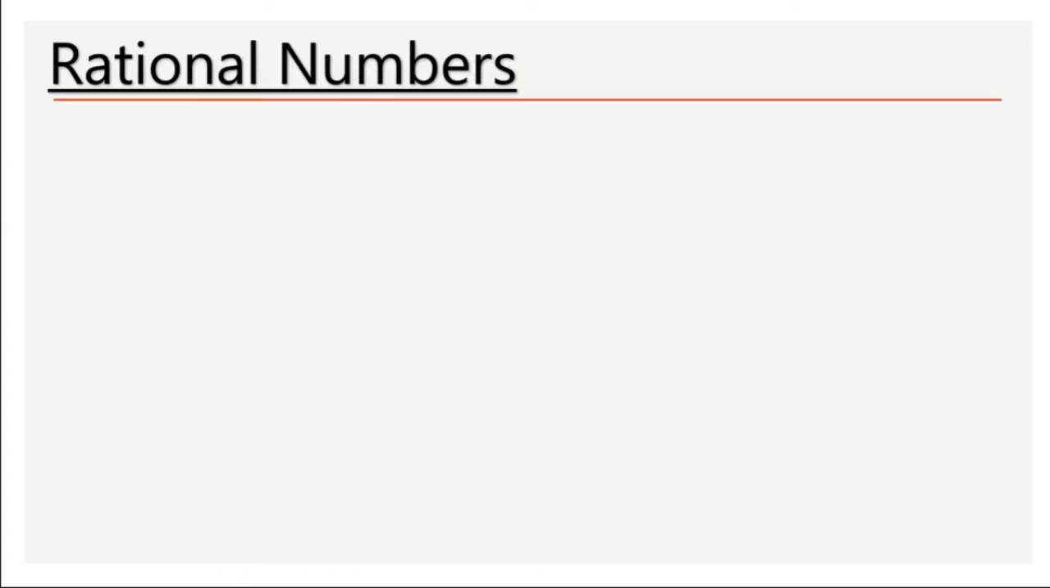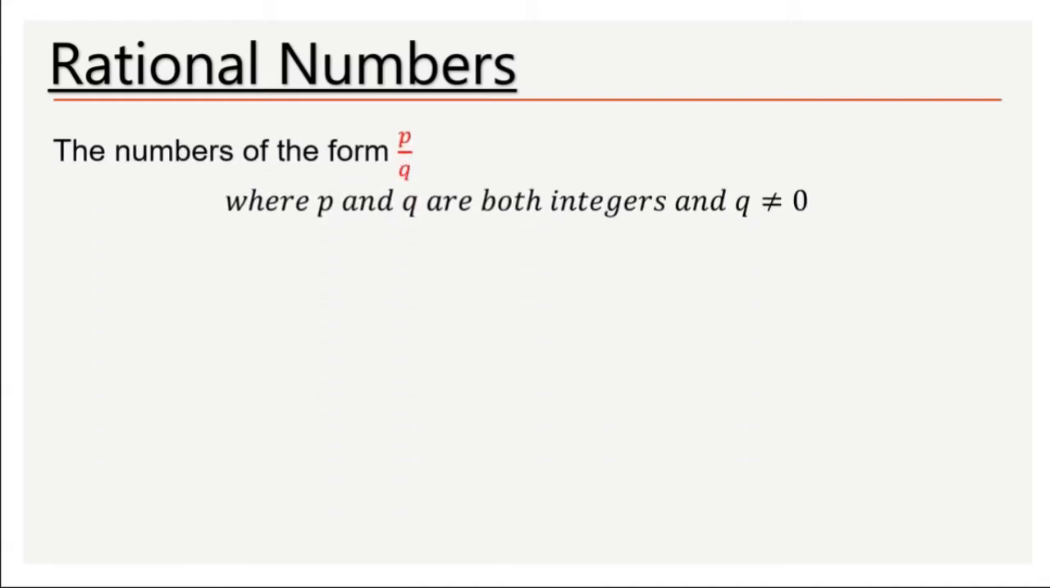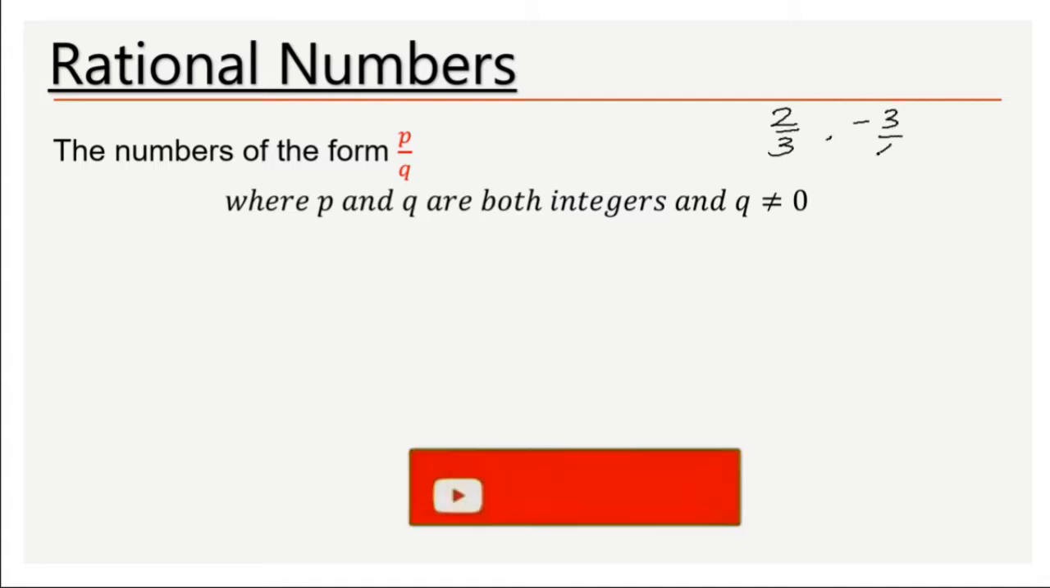Hello students. In our previous session, we had learned the need for rational numbers. What are these rational numbers? The numbers of the form p by q, where p and q are both integers and q not equal to 0, are called rational numbers. For example, 2 by 3, negative 3 by 4, these are all rational numbers.